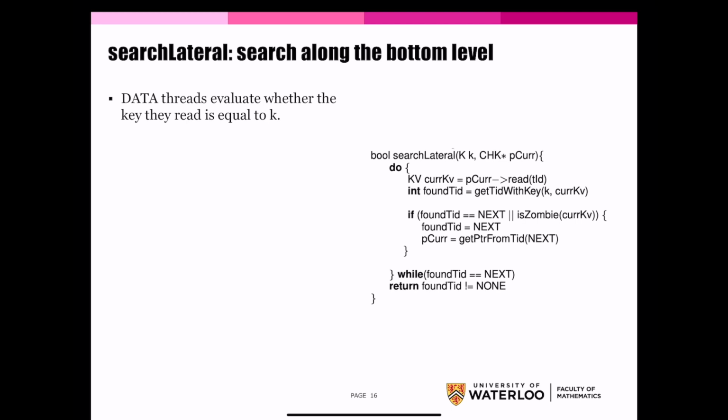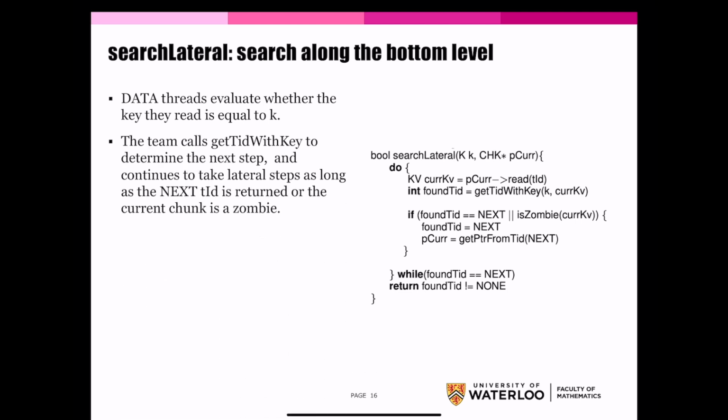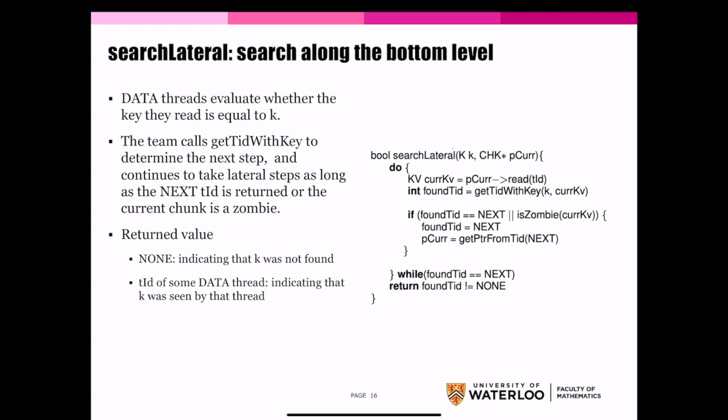Search lateral is used to search along the bottom level. Data threads evaluate whether the key they read is equal to k. The team calls getTID with the key to determine the next step and continues to take lateral steps as long as the next thread ID is returned or the current chunk is a zombie. The return value would be none, indicating that k was not found, or the thread ID of some data thread, indicating that k was seen by that thread.